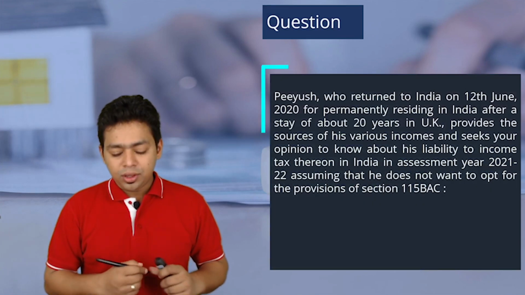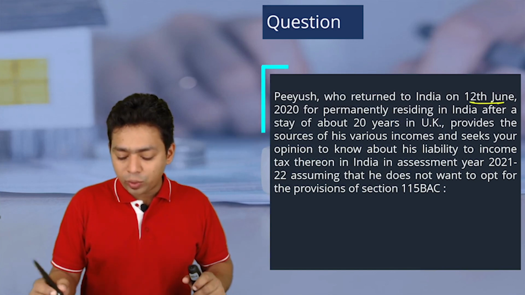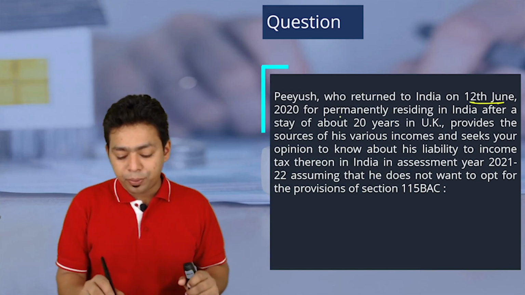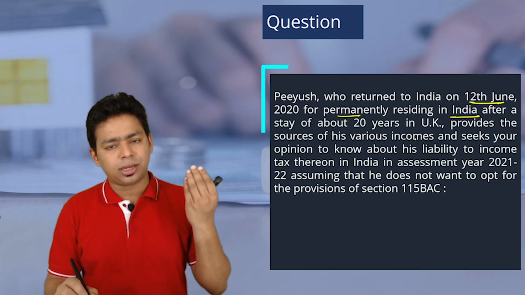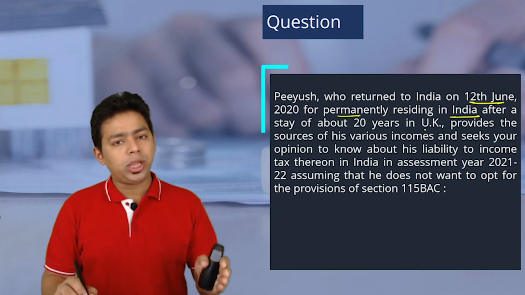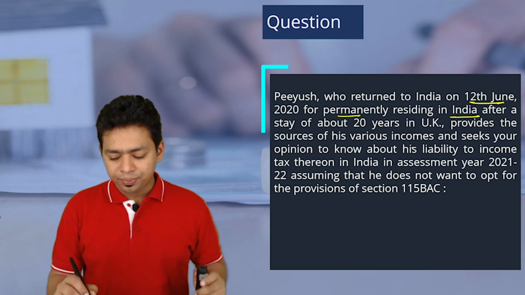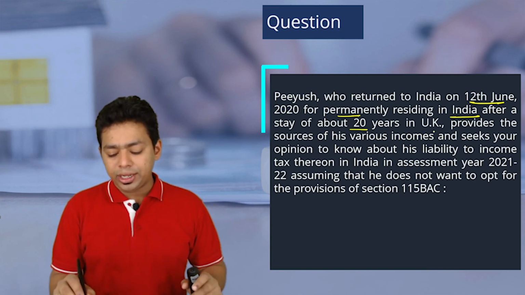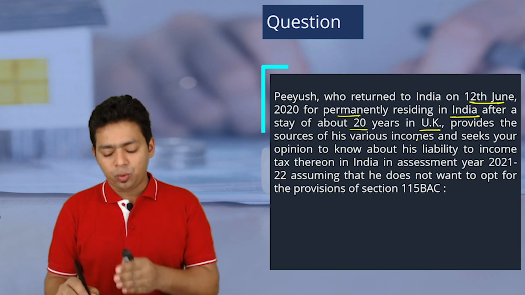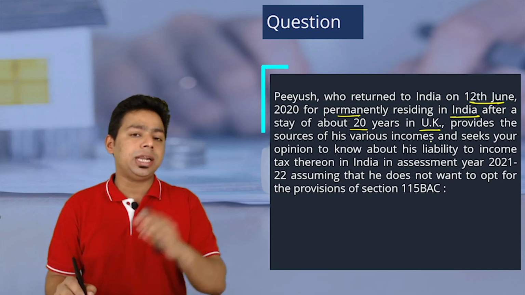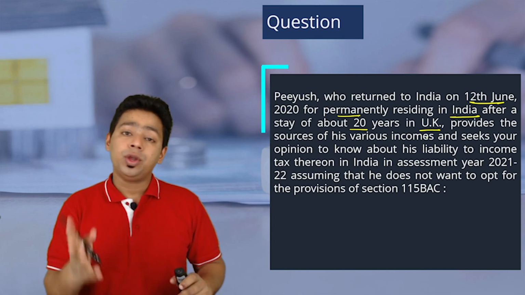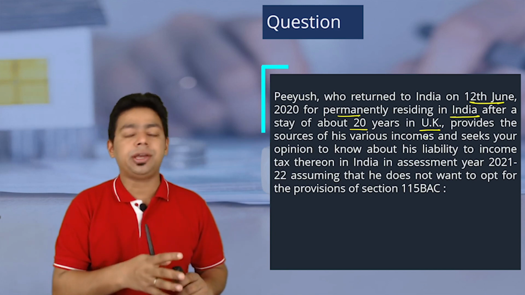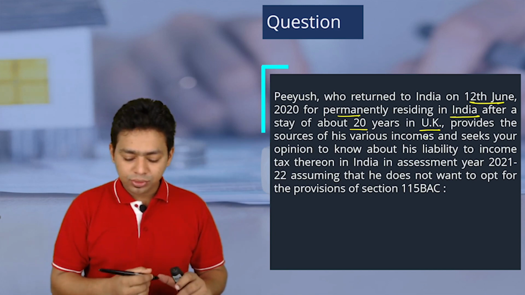First question. Piyush, who returned to India on 12th June 2020 for permanently residing in India. So he has not come to India for a visit, he has come to India to stay. So from 12th June onwards, he will be there in India, after a stay of about 20 years in UK. So you need to know with this particular sentence, the preceding stage will be 0. Here number of days stay in India during the preceding 4 years, preceding 7 years will be 0.